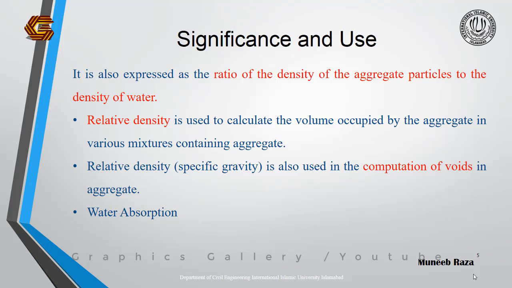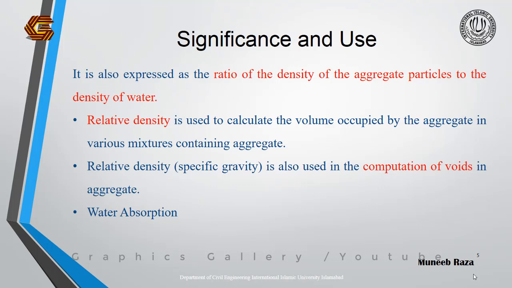The significance and uses. Significance, actually the main thing is the relative density, and relative density is a ratio of the density of the aggregate particles to the density of the water. It means if a thing has density greater than water, it will sink in the water, and if its density is less than water, it will float. And what is the density of water, I hope you know, it's 1.